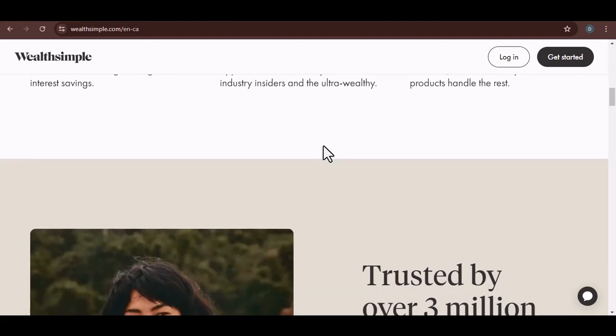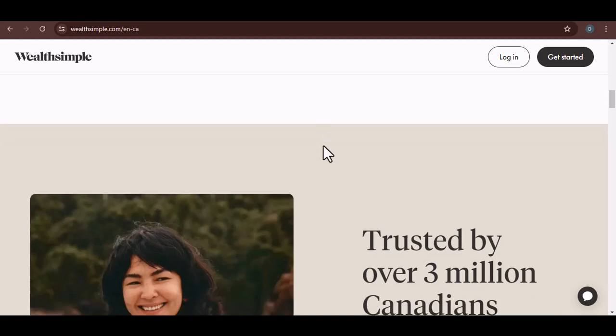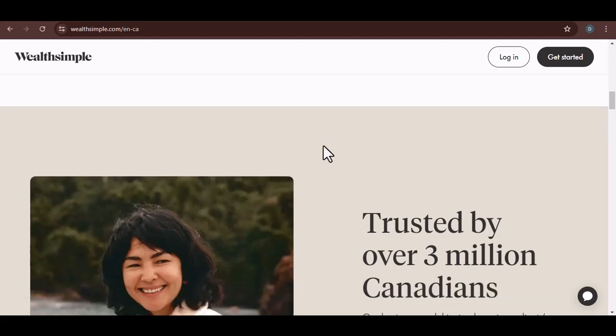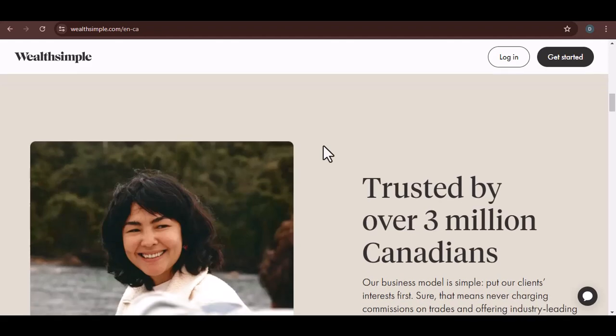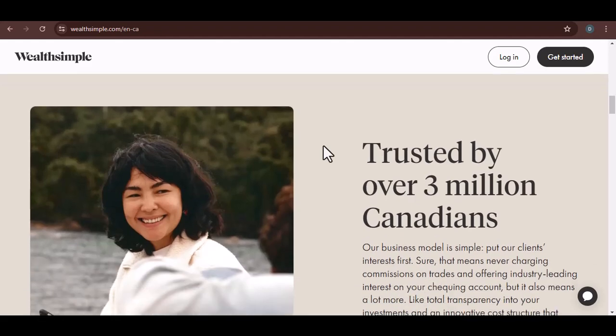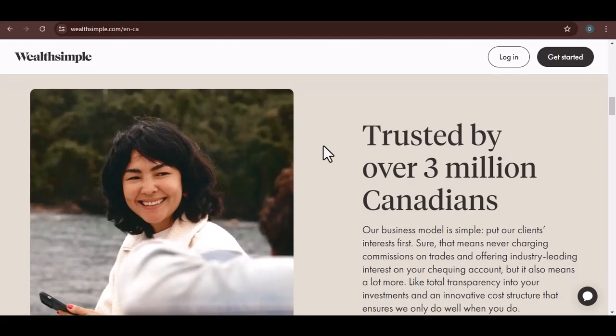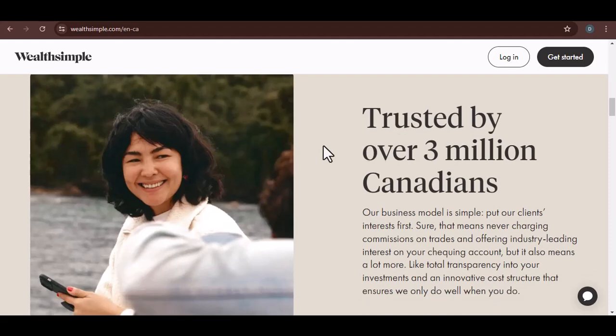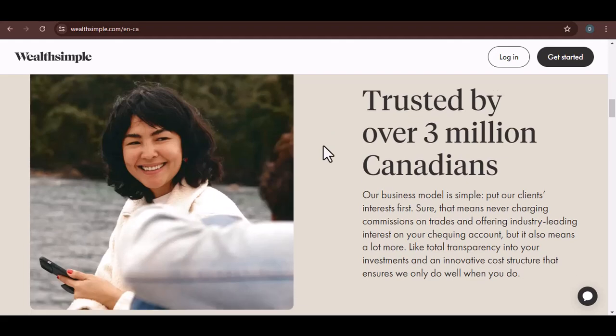Let's break it down. Wealthsimple has definitely jumped on the crypto bandwagon. They offer a decent selection of coins, including some big players like Bitcoin and Ethereum. But is USDT part of the party? Well, that's where things get a bit tricky.